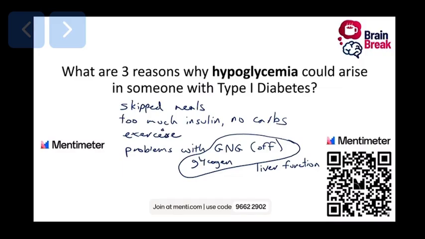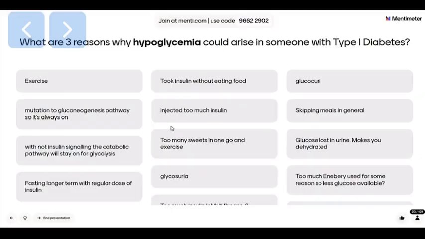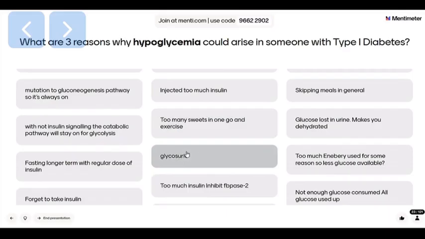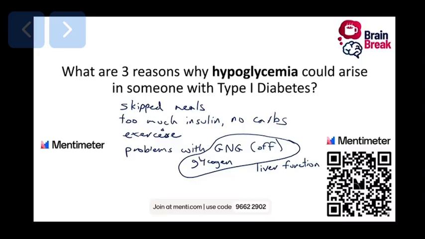I think somebody also mentioned glucose urea, or glycosuria. So this would be high blood glucose. But when we're talking about that, that could be your kidney function too. There could be issues with kidney function in terms of excreting glucose. So that could definitely be something. Renal issues, kidney issues, either for insulin clearance maybe, or glucose levels too. Any issues with your kidneys could also lead to hypoglycemia.